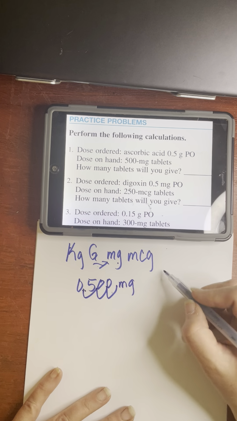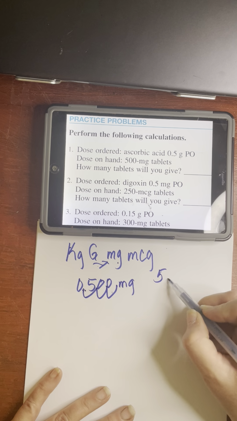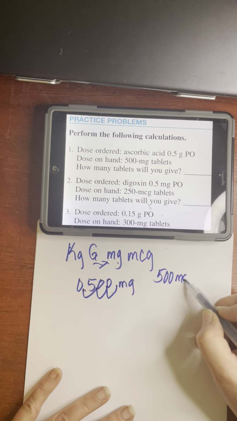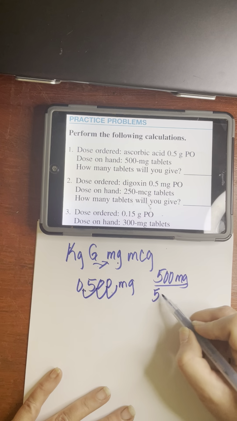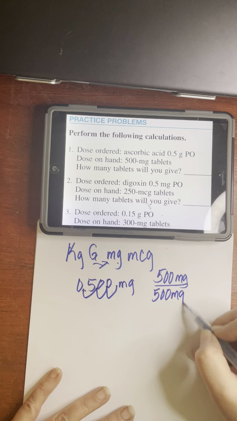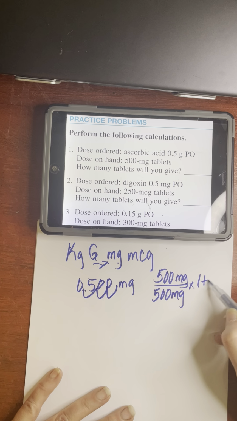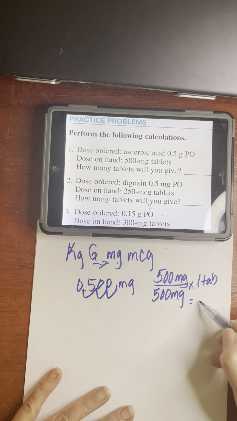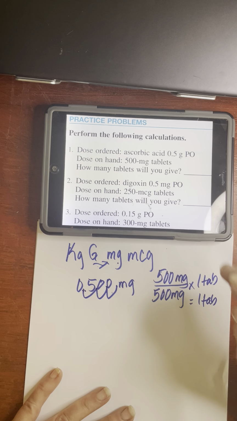And so if she wants to see your work, it would be 500 milligrams. What he wants, 500 milligrams. What I got per one tablet. And then you know that's going to equal one tablet when you work it.